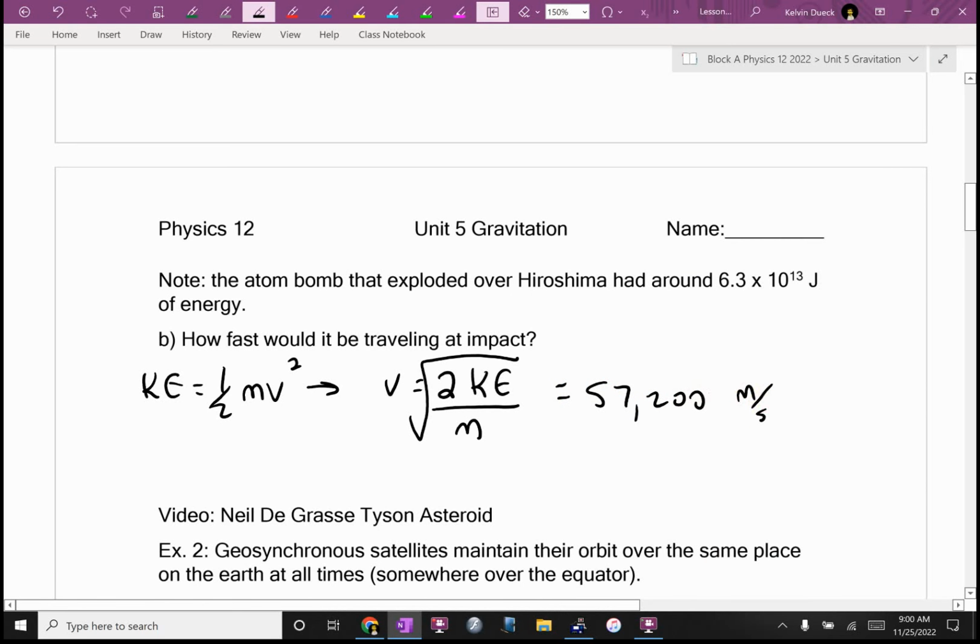Now, this is ignoring air resistance. It's true in real life. A lot of this would get burned up in the air. You might remember about 10 years ago, there was a meteoroid that exploded over Russia, and it did a lot of damage. There was a lot of dash cam footage, and the shock wave was enough that it shattered windows.